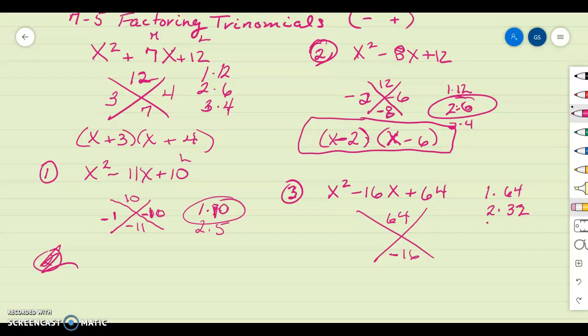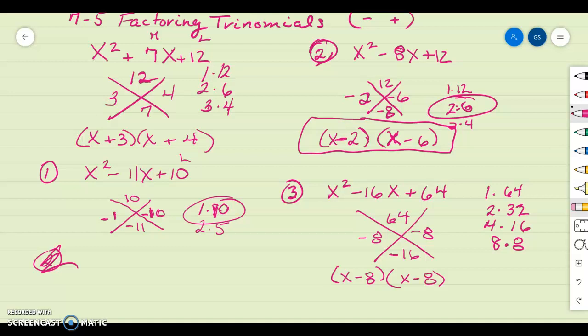3, does 3 go in? No, 4 goes in. So that's 4 times 16. Well, 4 plus 16 is not 16. All right, so let's see. How about 5? 5 doesn't go in. 6 doesn't go in. 7 doesn't go in. 8. 8 times 8 is 64. 8 plus 8 is 16. This must be -8 and -8. Okay? Therefore, our factors are going to be x minus 8, x minus 8.